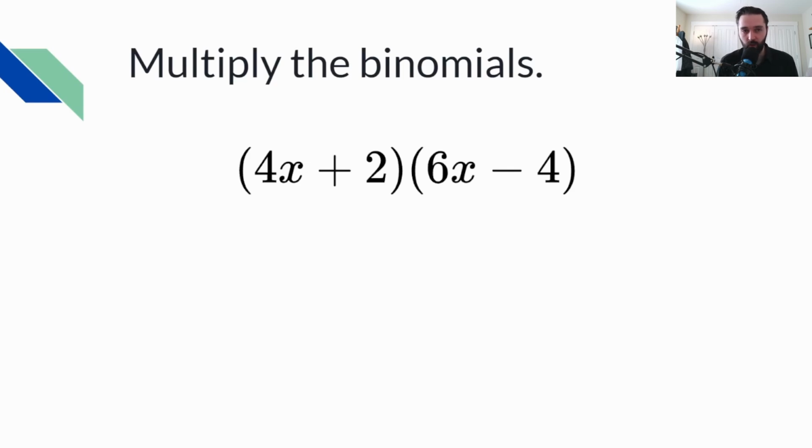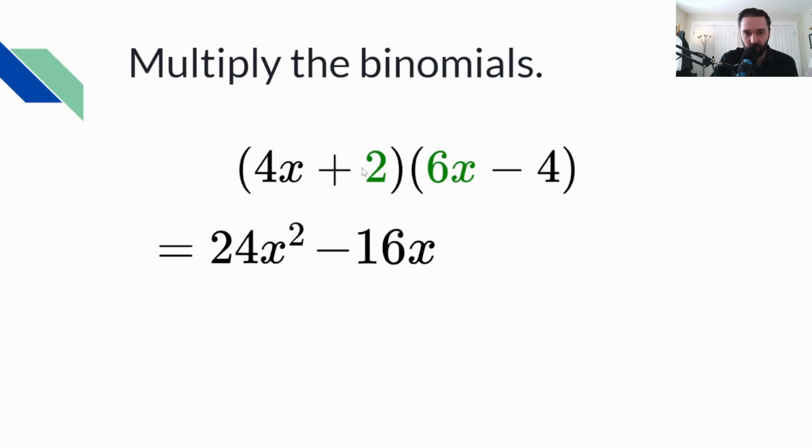Here we're asked to multiply the binomials. Whenever we have something that looks like this, we need to use FOIL to get rid of the parentheses. Using FOIL, my firsts are 4x and 6x, so that product is 24x squared. My outers are 4x and negative 4, so that product is negative 16x.